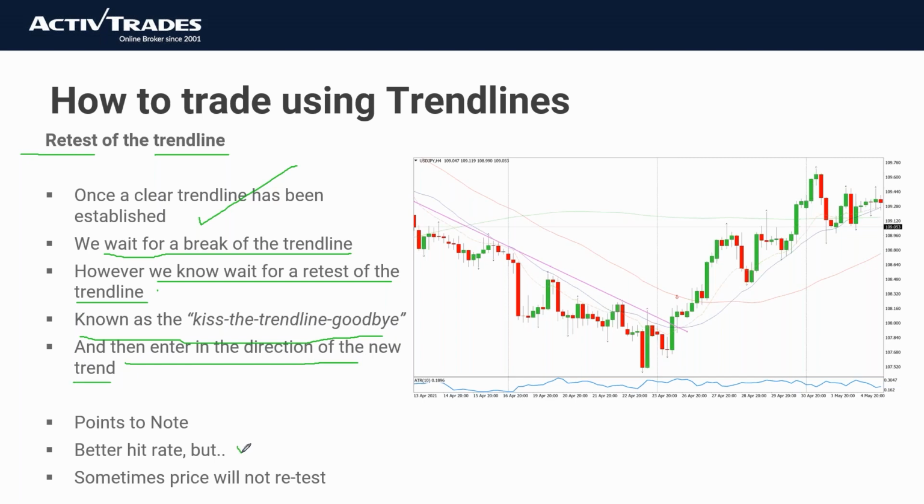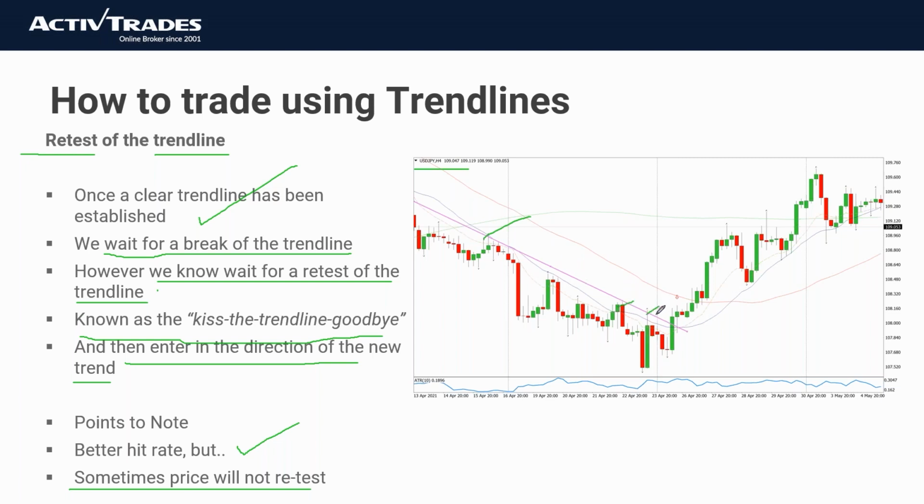So we tend to have a better hit rate than just trading a pure break of the trend line. But the problem you will have is that sometimes the trend turns so strongly that price will not retest. So in this particular example, this is a dollar yen 4-hour chart, there's a longer trend line in place.